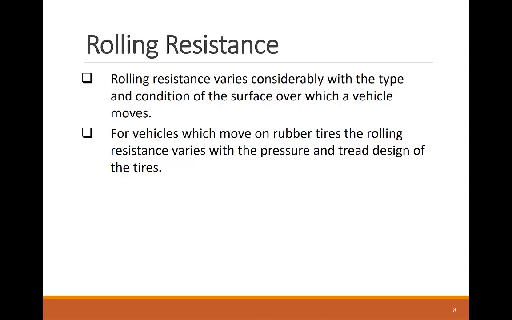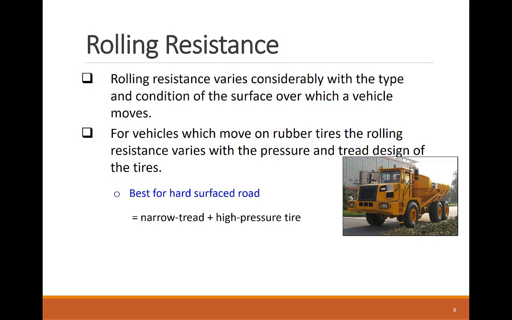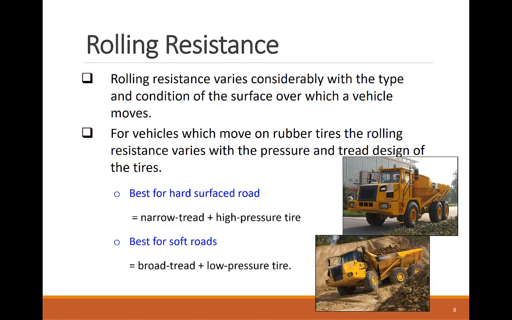To reduce the rolling resistance on hard surface roads like asphalt, it's better to use tires with narrow tread and high air pressure. On the other hand, soft roads like natural soil will be better matched with broad tread tires with low air pressure. We can see this pattern in natural history, where camels have been used for centuries to transport goods in deserts. Camels' feet are wide, so they can walk on sand more easily. Their huge feet help them walk on the sand without sinking into it.